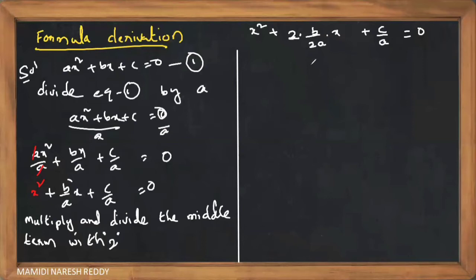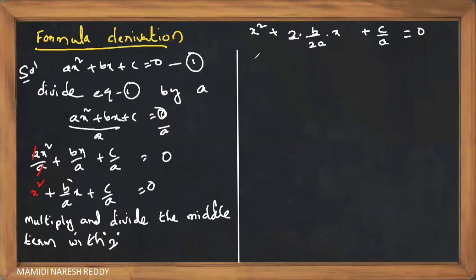Right, children, sorry for the inconvenience. So x square plus 2 into b by 2a into x plus c by a is equal to 0. Now, children, are you all with me? So this is an equation, children.